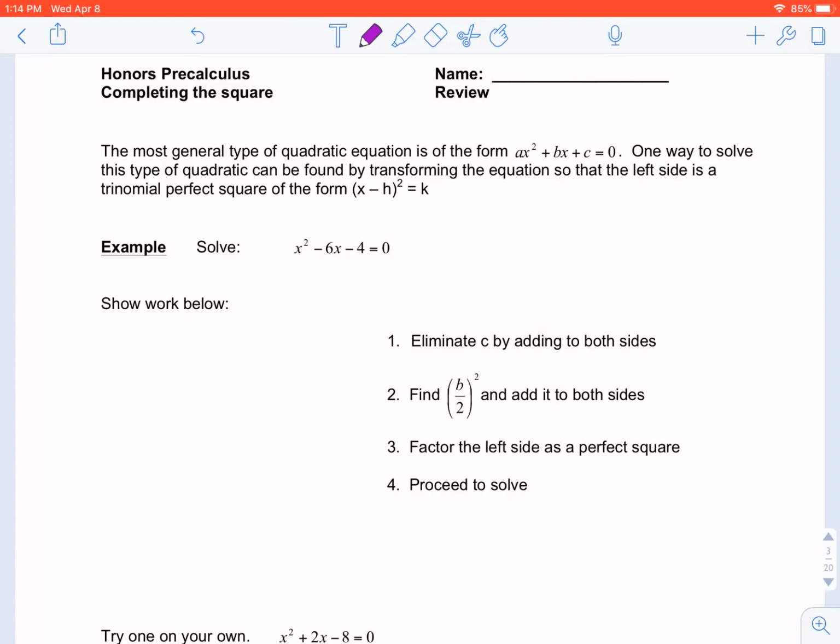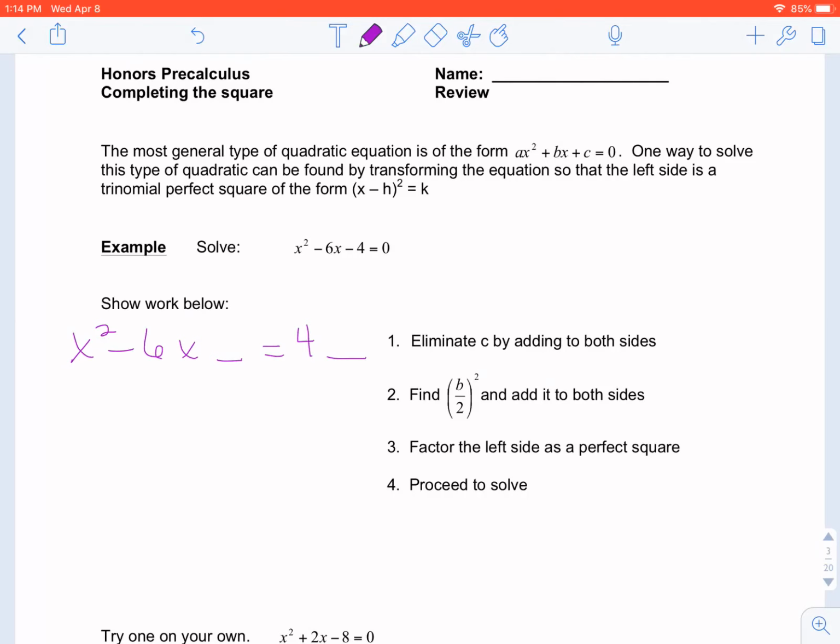So just as a little refresher, for completing the square, there are 4 steps. And actually the last step isn't really completing the square, it's just solving. But the first thing says to eliminate c. So eliminating c means take it to the other side. We're going to leave a little space here because we're going to place a number in there so that our left is a trinomial perfect square. So that means the number we place in there is going to be a perfect square.